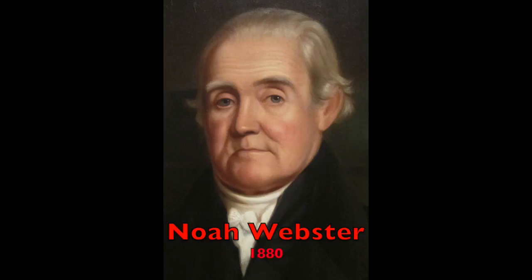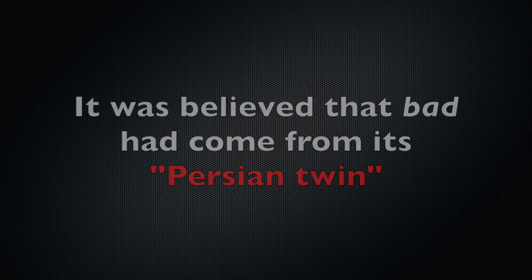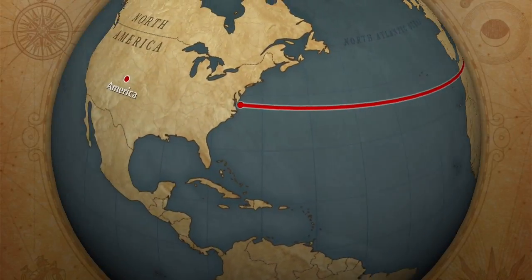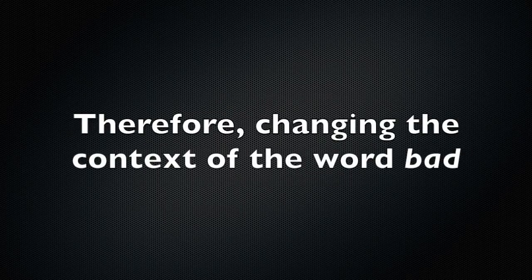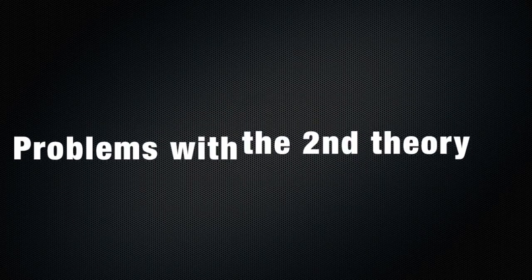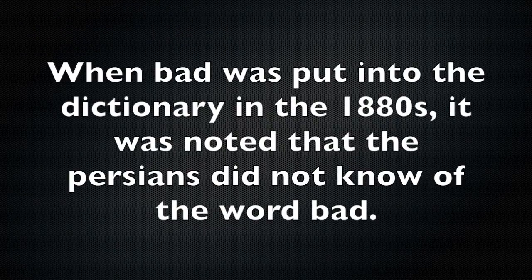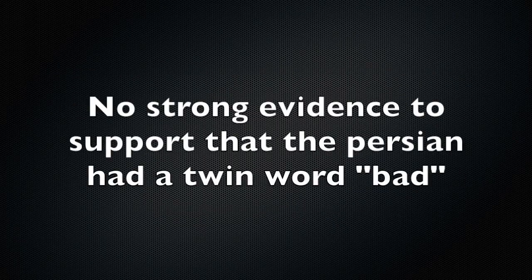Noah Webster in 1880 added the word bad into his dictionary and explained it had come from its cousin bad in Persian. Those who did see this changed the A in bad to U to get our word bud, showing a mix of Persian English language. So why can't this be our origin? Well, the Persians are asked about the word bad. They noted to not worry about it. Along with that, there is no strong record that the English adjective was borrowed from a distant source when it was found in America.